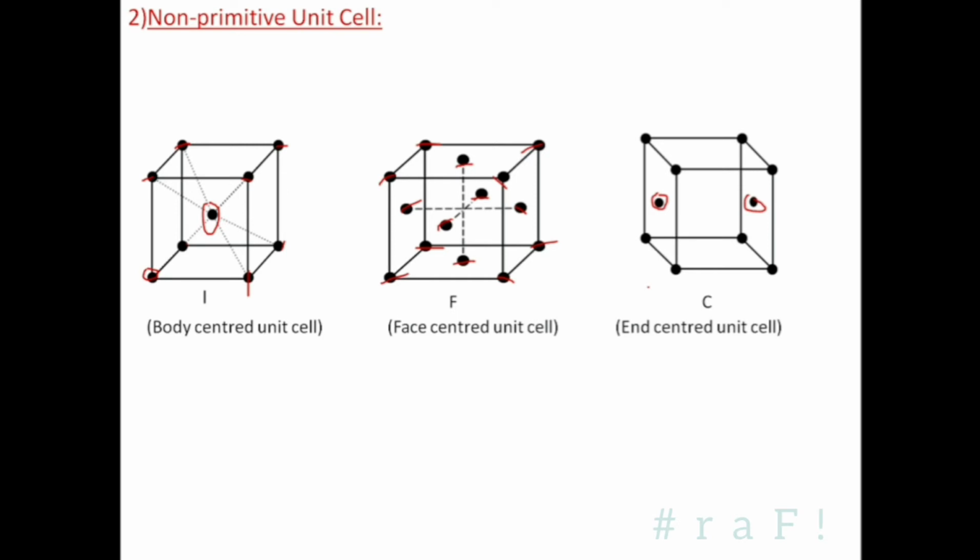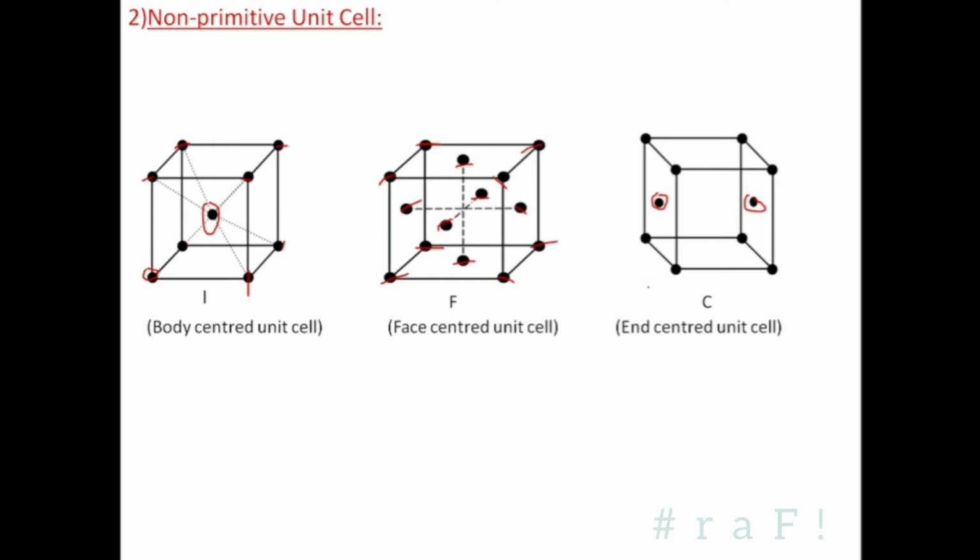So if you see the first case, the primitive unit cell, lattice points were present only at the corners, and in this case lattice points are present at the corners as well as some other positions other than the corners.